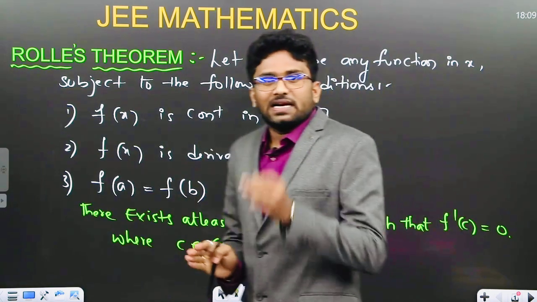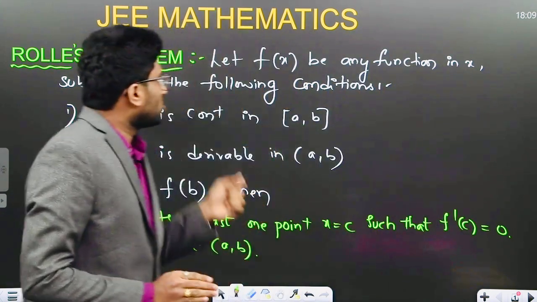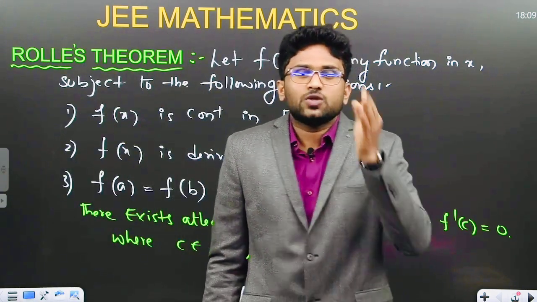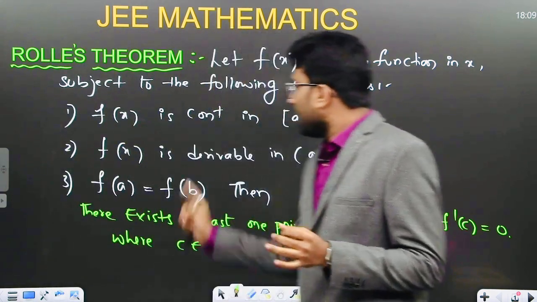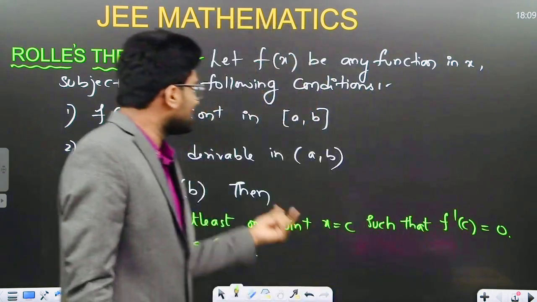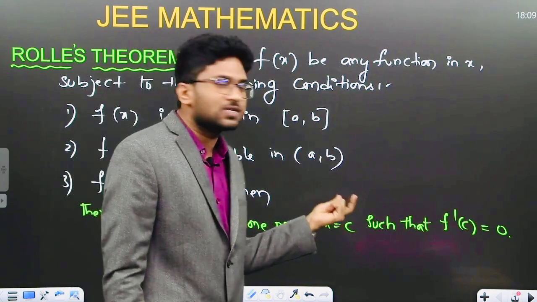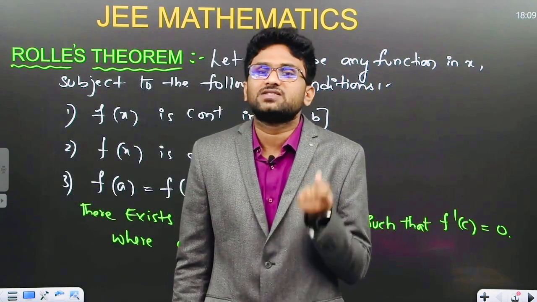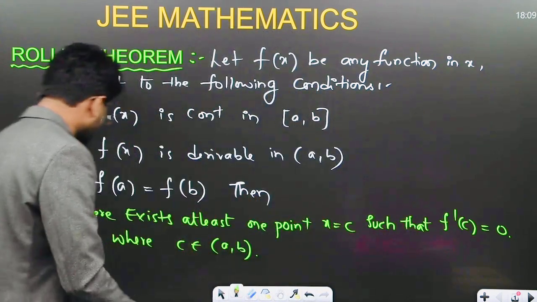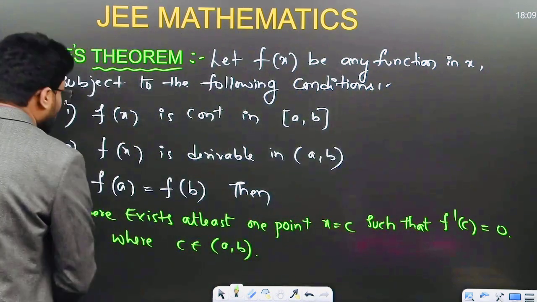Rolle's theorem states that let f of x be any function subject to the following conditions. It has to be continuous in closed a to b. It has to be differentiable in open a to b, and f of a should be equals to f of b. Then there exists at least one point x is equals to c such that f dash c is equals to 0 for all c belongs to open a to b.